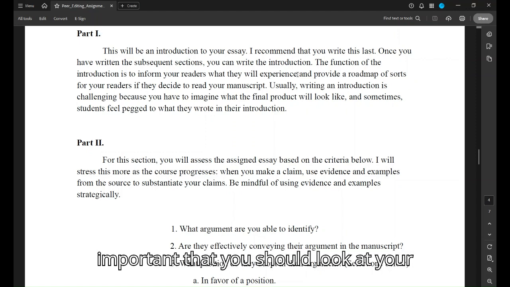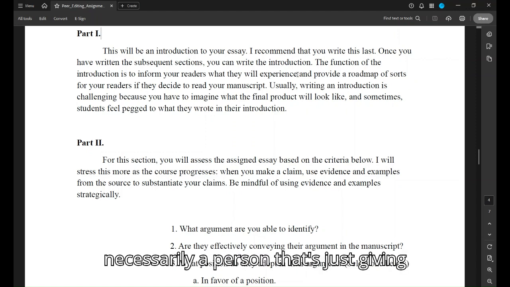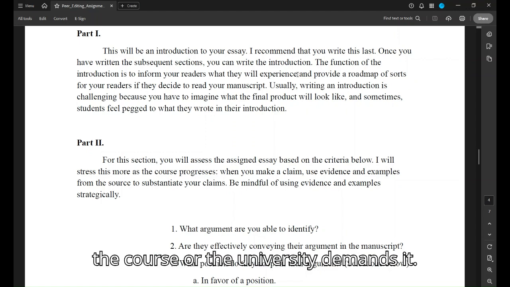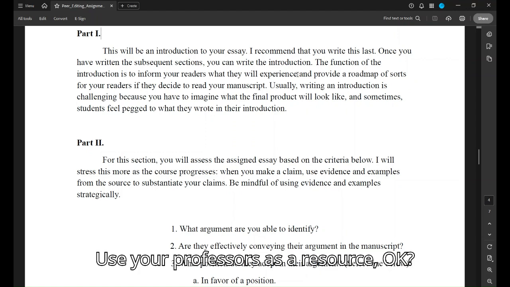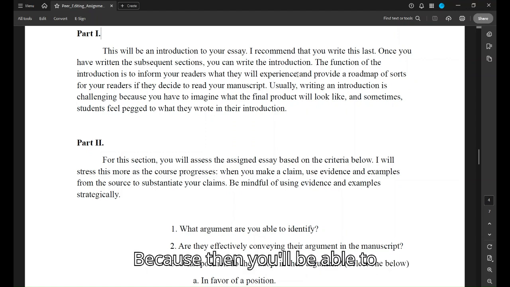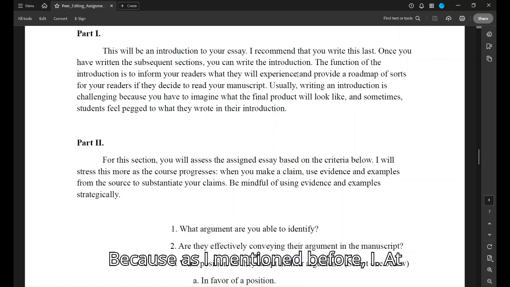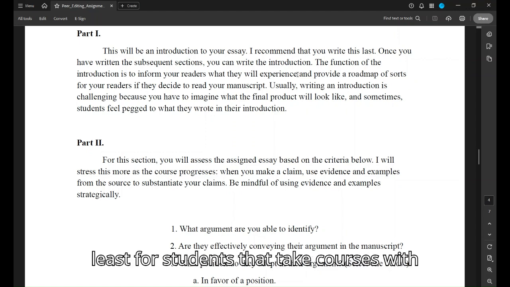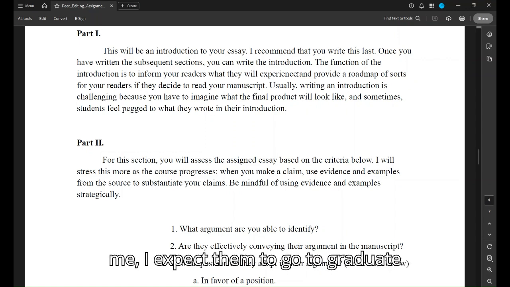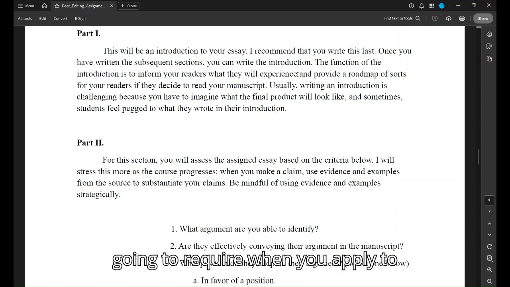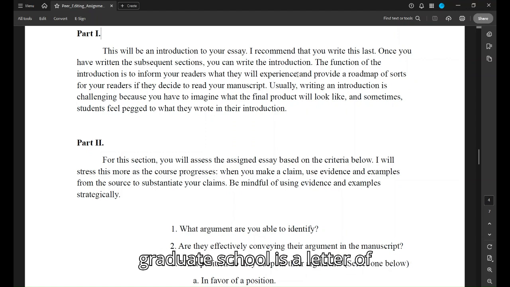Because it's important that you look at your professors as a resource and not necessarily a person that's just giving you busy work because the course or the university demands it. Use your professors as a resource, okay? Because then you'll be able to develop a rapport with your professor. As I mentioned before, at least for students that take courses with me, I expect them to go to graduate school. And one of the things that you're going to require when you apply to graduate school is a letter of recommendation.